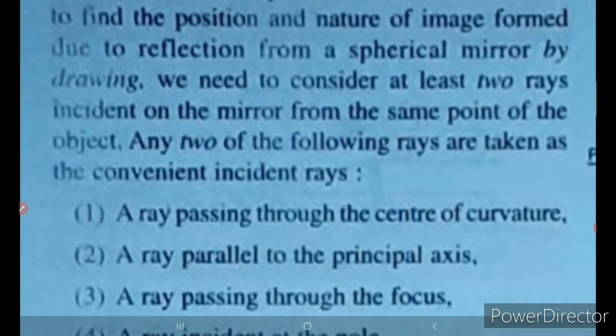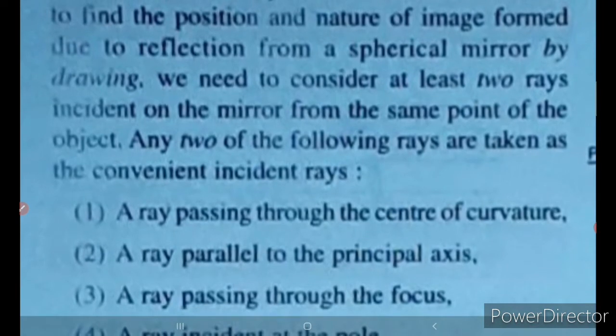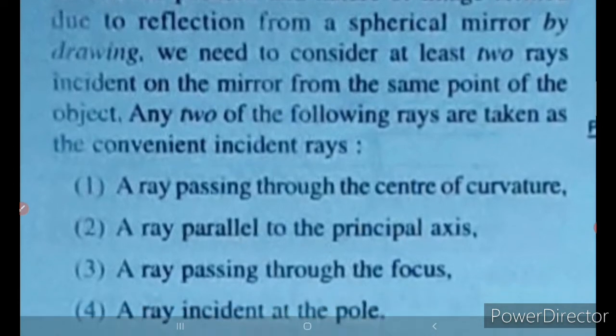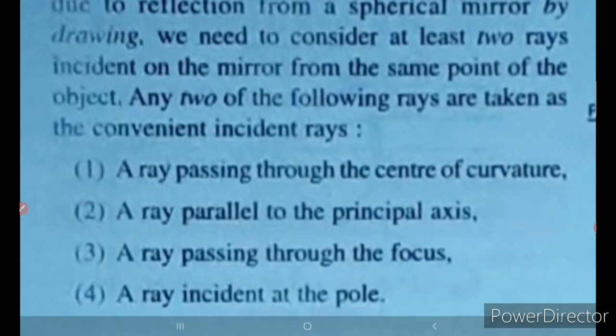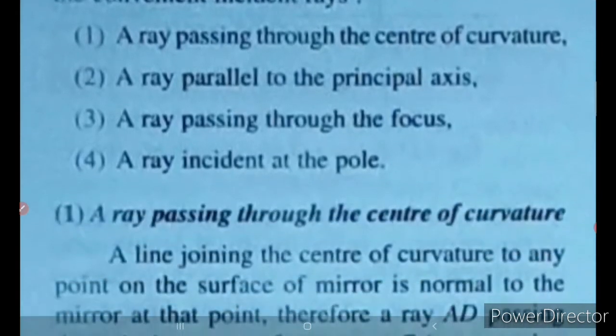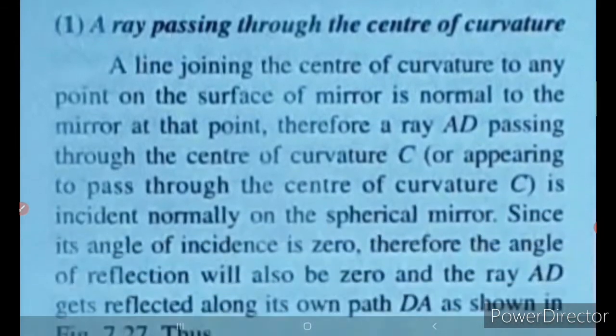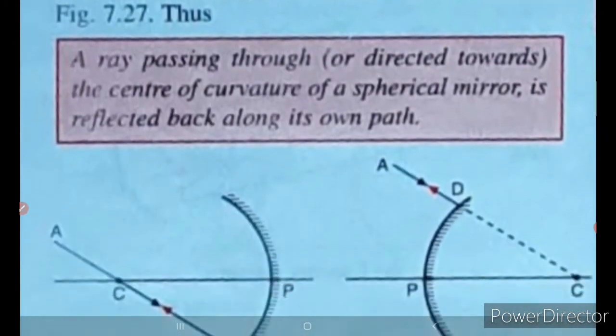The first one, a ray passing through the center of curvature. Next one, a ray parallel to the principal axis. Number 3, a ray passing through the focus. And number 4, a ray incident at the pole. So first one, a ray passing through the center of curvature. Let us go through the figure.